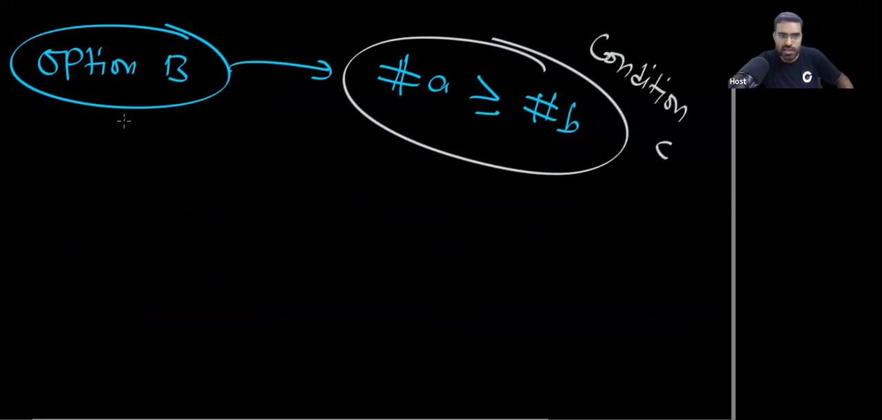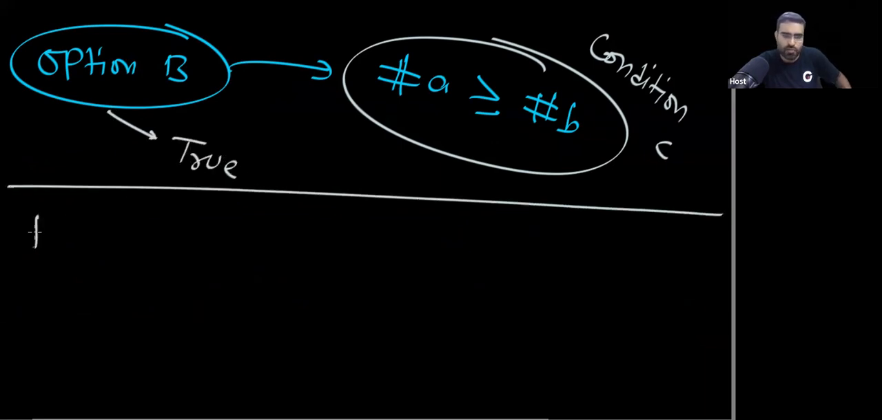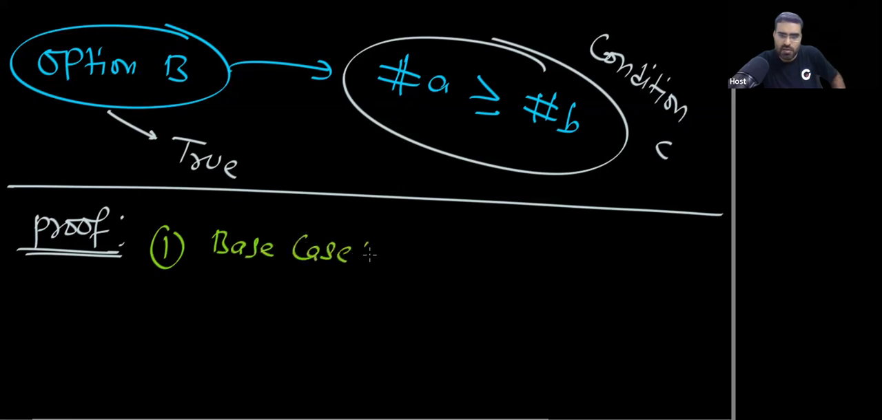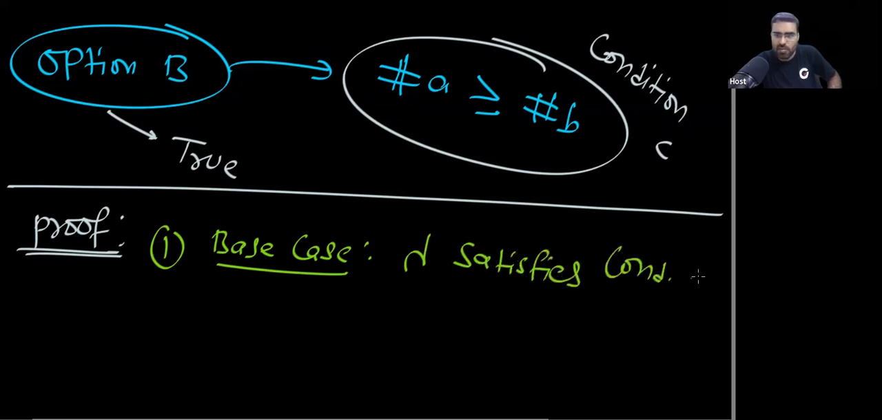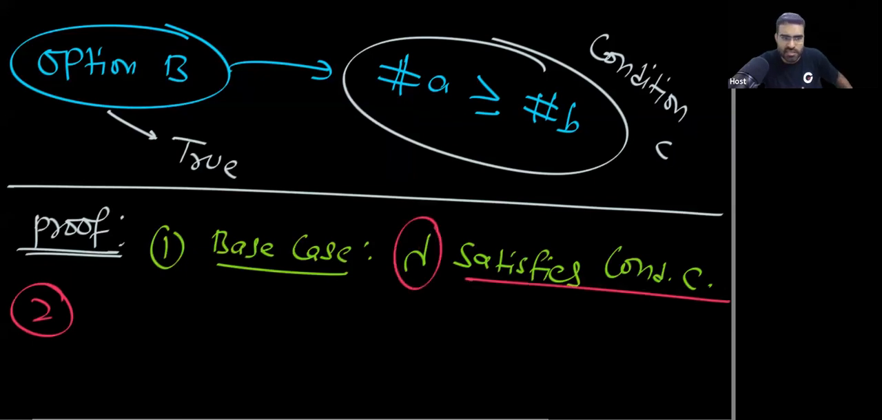Now, this is actually true. This option B is actually true. Why? What is the proof? The proof is like this. See the base case. What is the base case? The base case is empty string satisfies C. Yes or no? Empty string satisfies condition C. This is the base case. Agree? Empty string satisfies condition C. That is the base case.